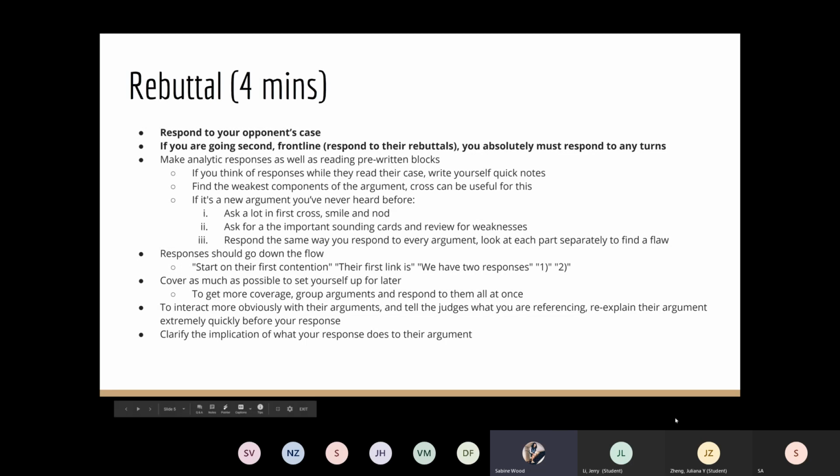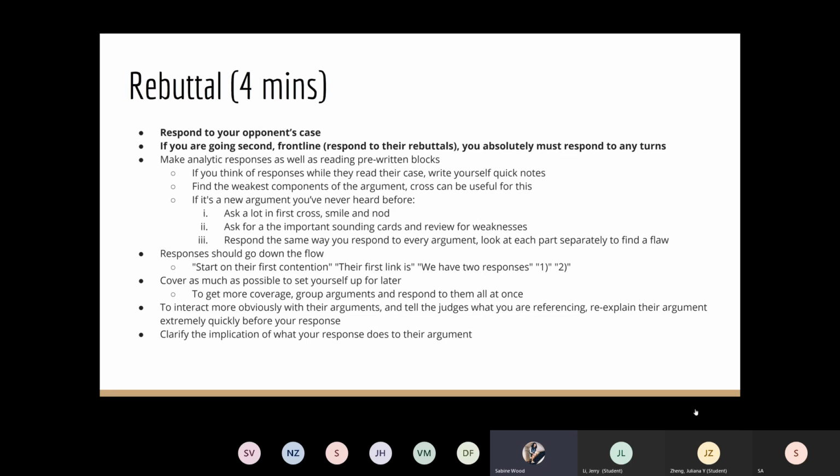So what's important about rebuttal is it's not just about reading pre-written blocks that you'll have prepared against important arguments. It's also about being able to come up with analytic responses. When you're trying to think of a new response to something you've never heard before, it's helpful to write down notes for yourself while you are listening to their case. If you hear something and think, that doesn't make very much sense, it's a good idea to circle it for later, because during your prep time or while you're listening during crossfire, you can think more about it.